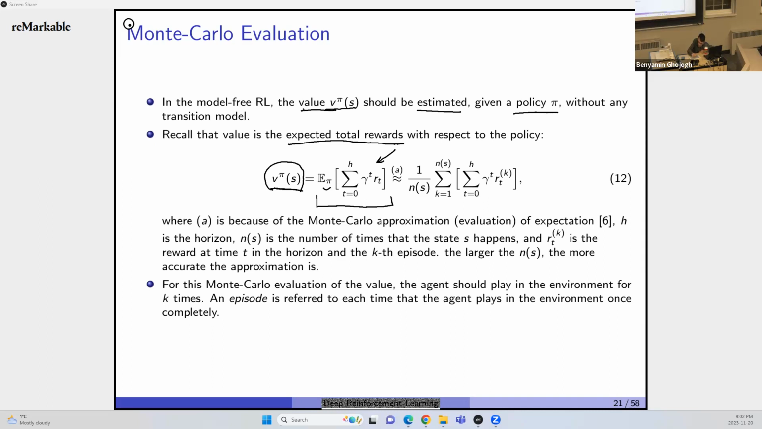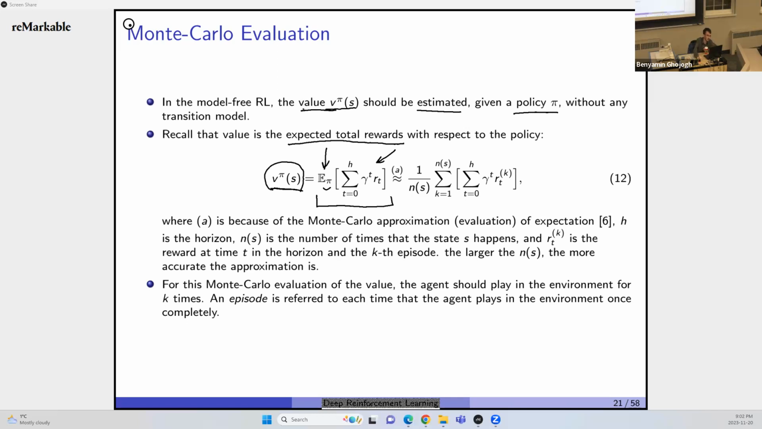But how do I calculate this expectation? In mathematics, expectation is expectation. But in practice, how do you calculate expectation? Either you can use the definition of expectation, but it's hard, because in the definition of expectation, you need the probabilities, right? Another way to do that is called Monte Carlo approximation.